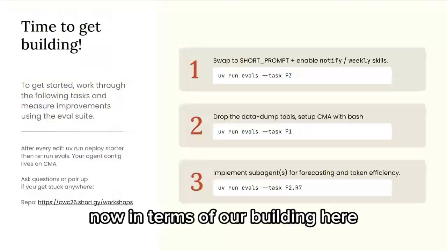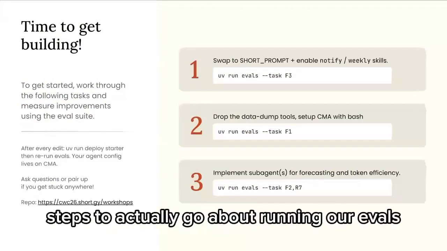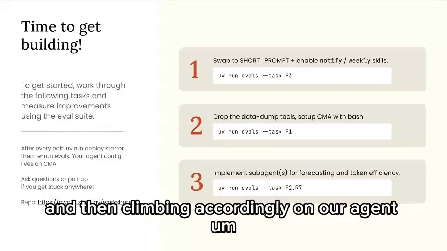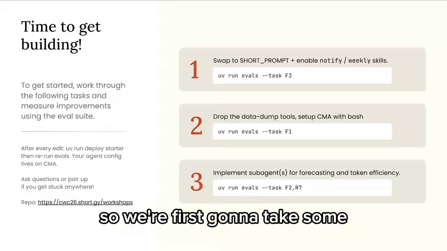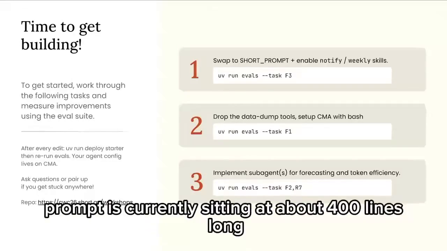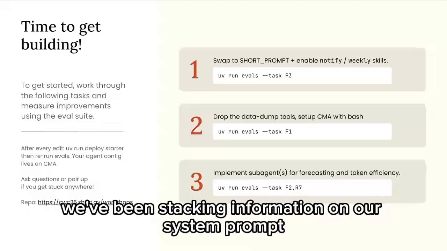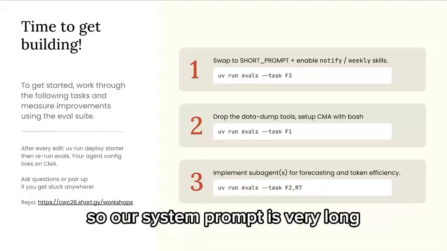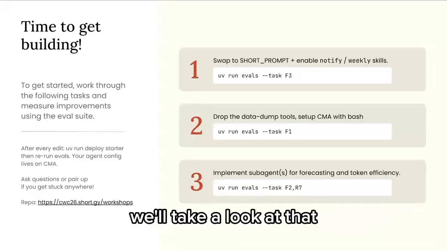Now, in terms of our building here, we're going to take a number of steps to actually go about running our evals, using Claude Code to triage the results of them, and then climbing accordingly on our agent. So we're first going to take a look at the system prompt that we have for our agent itself. I mentioned earlier that our system prompt is currently sitting at about 400 lines long. We've been stacking information on our system prompt over and over again as we've continued to get more business requirements. So our system prompt is very long. We'll take a look at that.